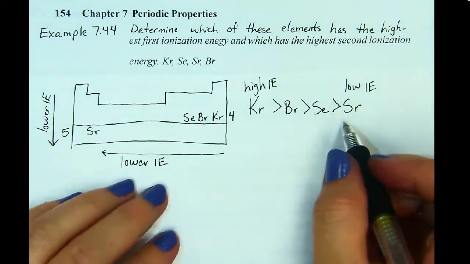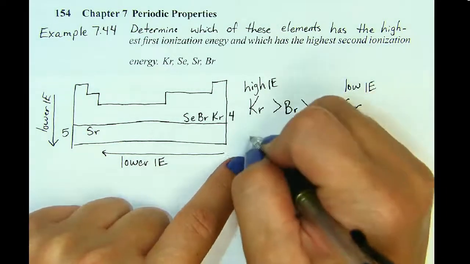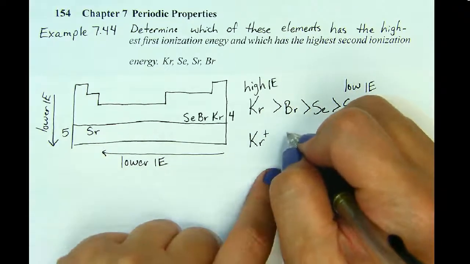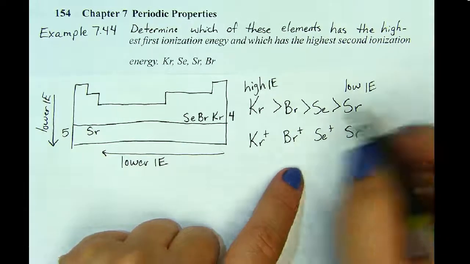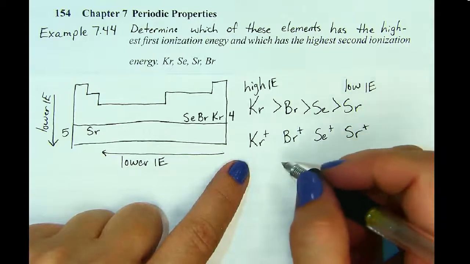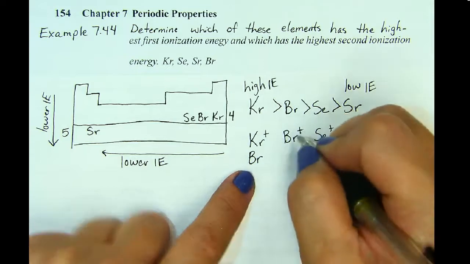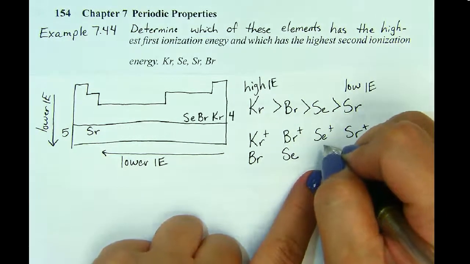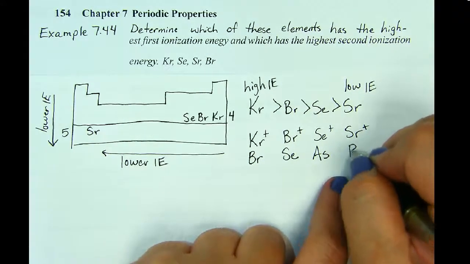Now if we look at their second ionization energy, remember that the first ionization energy results in a loss of one electron for each. And so we'll have krypton+, bromine+, selenium+, and strontium+. And what these are isoelectronic with are the following. Krypton+ is isoelectronic with neutral bromine. Bromine+ is isoelectronic with selenium. Selenium+ is isoelectronic with arsenic. And strontium+ is isoelectronic with rubidium.